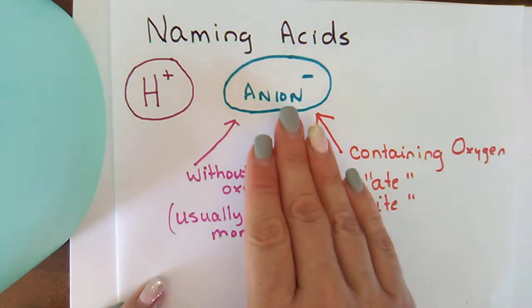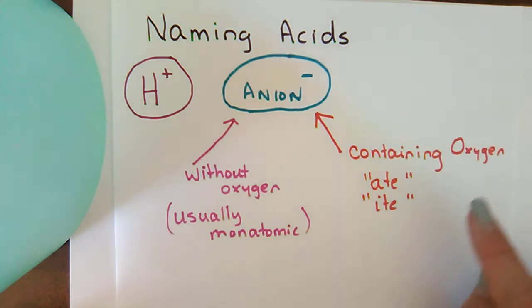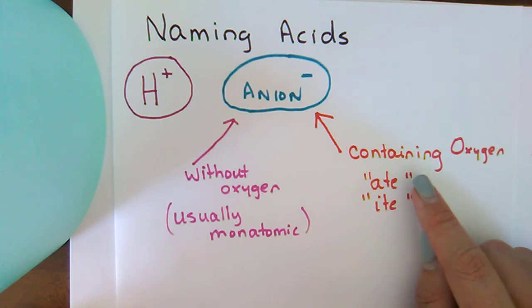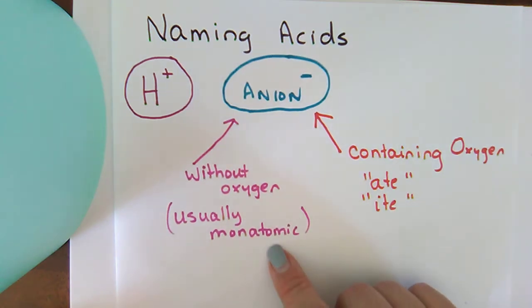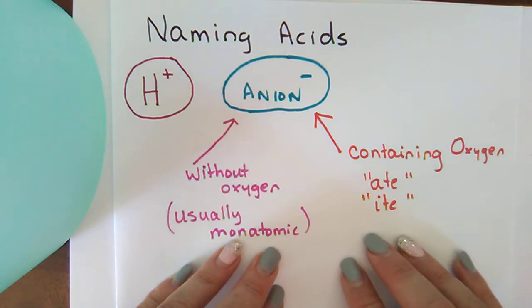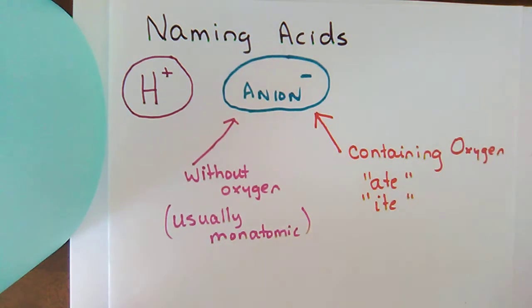Now, the name we're going to give it for acid naming is going to depend on the type of anion that we're using. Some anions contain oxygen. These are called oxyions. These are the ones that end in -ate or -ite on your periodic tables. Some anions do not have oxygen. These are usually our monatomic anions, things that are just made up of one individual atom, like chloride or bromide. So whether or not that hydrogen is attached to an oxyanion or not changes the naming rule we will use for the acid. Let's take a look at the oxyions first.